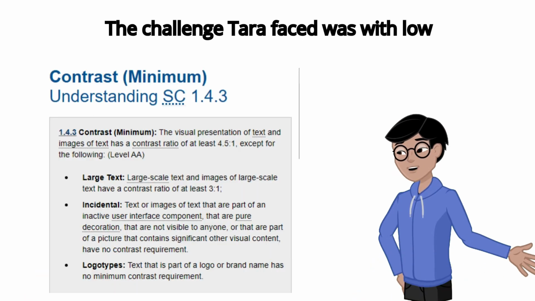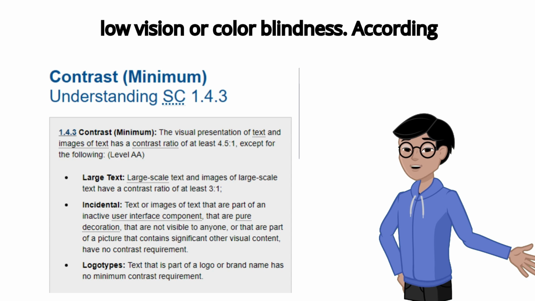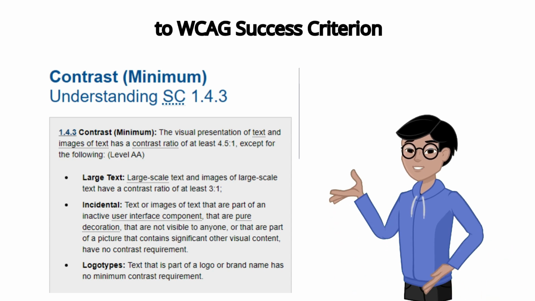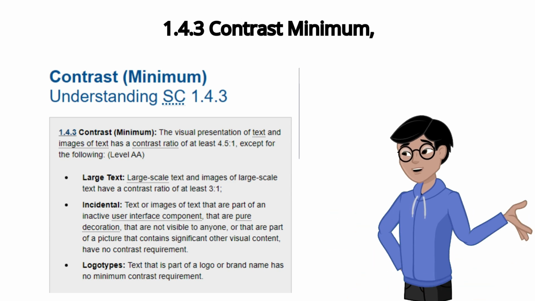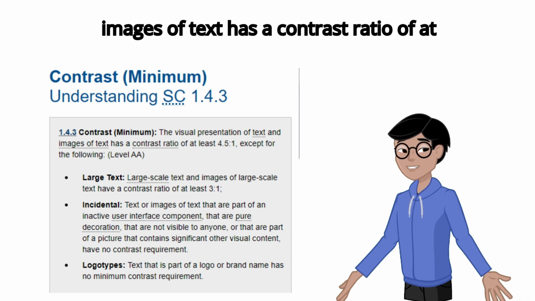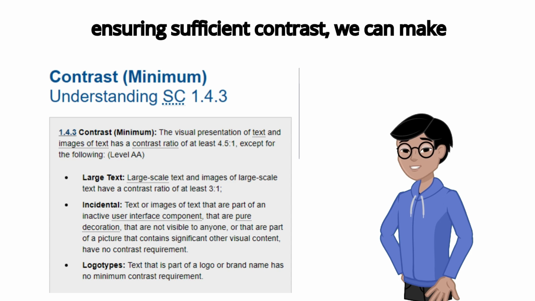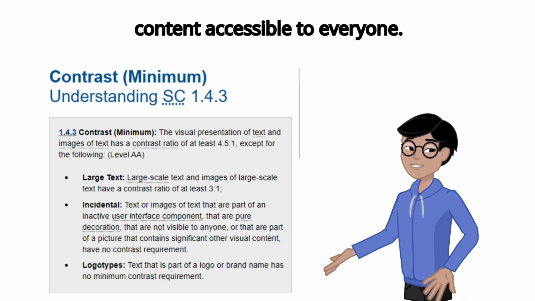The challenge Tara faced was with low contrast, which is crucial for users with low vision or color blindness. According to WCAG Success Criterion 1.4.3, contrast minimum, the visual presentation of text and images of text has a contrast ratio of at least 4.5 to 1. By ensuring sufficient contrast, we can make content accessible to everyone.